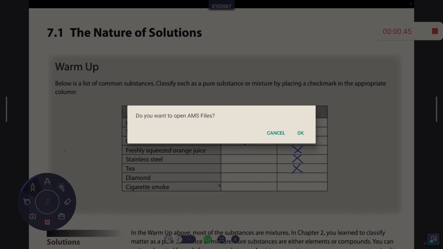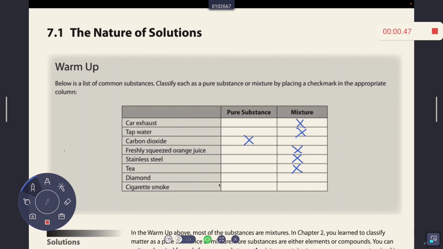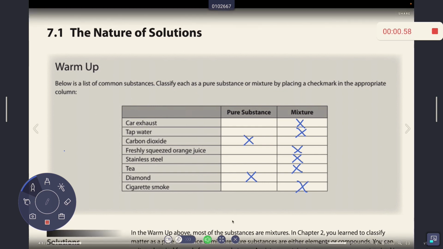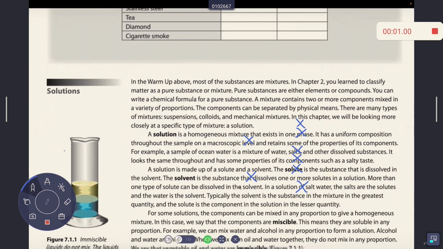Mixture. Diamond. Pure, because it's just made of carbon. Cigarette smoke. Mixture. Okay, let's take a look at the overview of solutions.